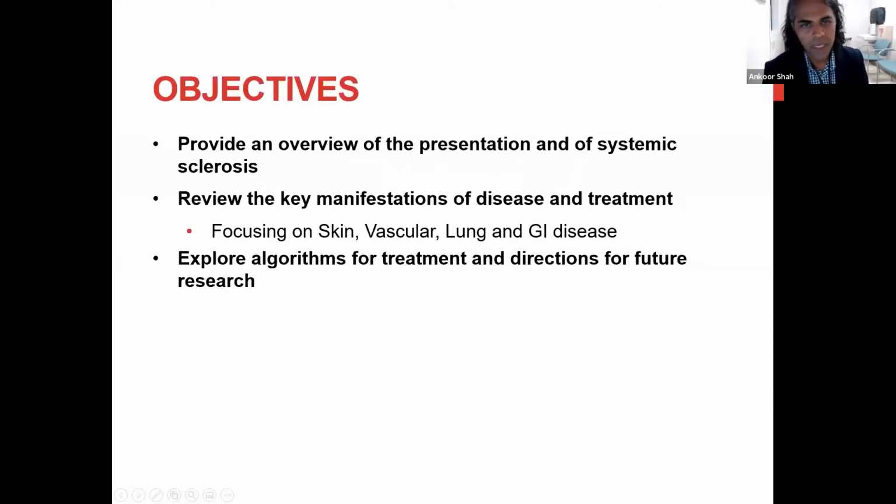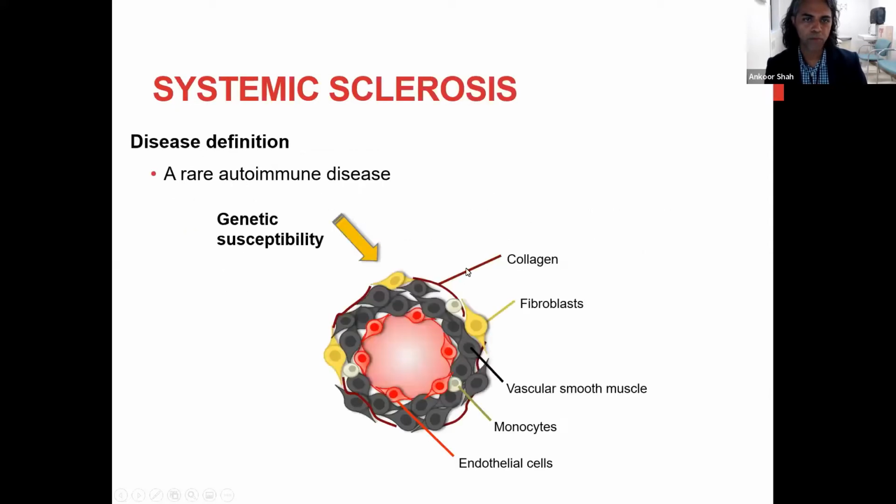So the objectives of today's talk is really to provide an overview of the presentation of systemic sclerosis. We really want to review the key manifestations of disease and treatment, focusing purely on skin, vascular, lung, and GI disease. We'll then explore the algorithms for treatment and directions for future research. So what is systemic sclerosis? Through this talk, I'll use the terms scleroderma and systemic sclerosis somewhat interchangeably.